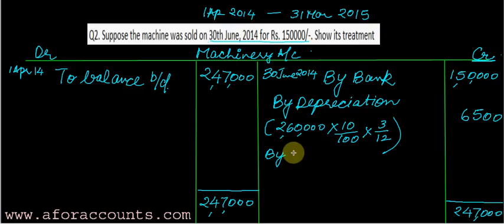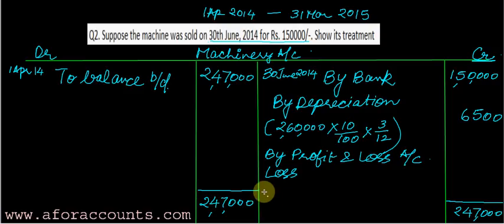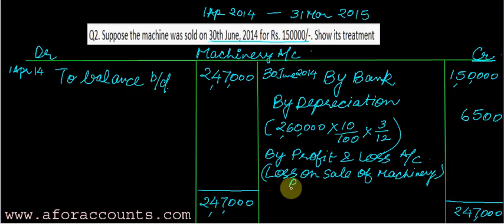So by profit and loss account, this is a loss. So loss, how come a loss? 2,47,000, the cost is more than what I receive from bank and less depreciation. So loss on sale of machinery. And this is the balancing figure. This is 9,500.